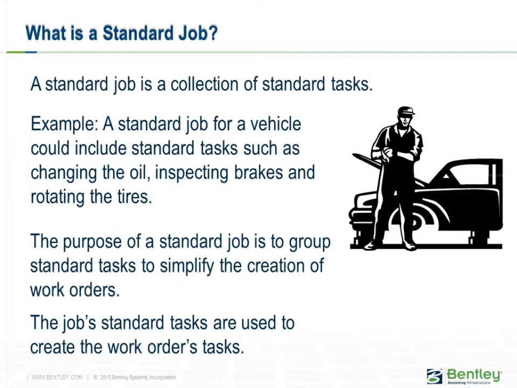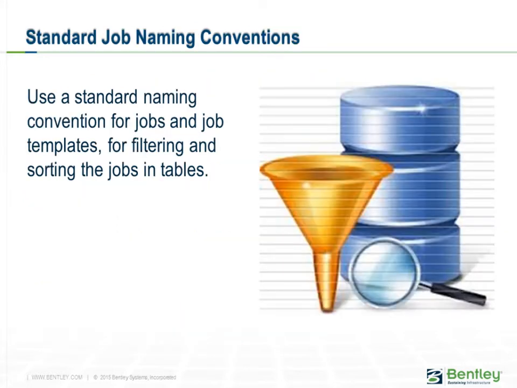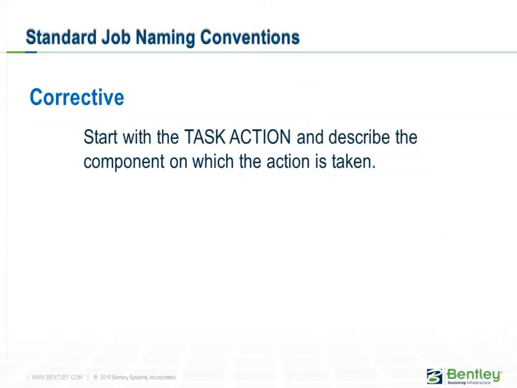To begin, let's look at standard job naming conventions. By using a standard naming convention for jobs and job templates, you can easily filter and sort the job in tables. It is recommended that the standard job and standard tasks that are included in the job have the same name. For corrective jobs, start with the task action from the standard task that you will apply to the standard job. Then describe the component on which the action is being taken. For example, replace lube oil system oil filter.